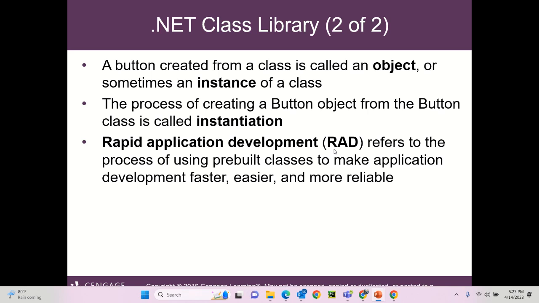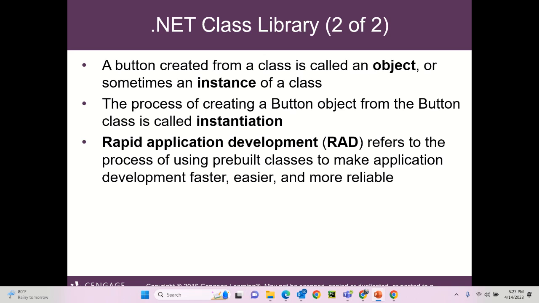A button created from a class is called an object. So that's what we said: a class is a representation, a framework or definition, the blueprint of the real objects. But the button, for example, created from a class is called an object, or sometimes the instance of a class. The process of creating a button object from the button class is called instantiation. Rapid application development is basically the process of using pre-built classes to make application development faster, easier, and more reliable.